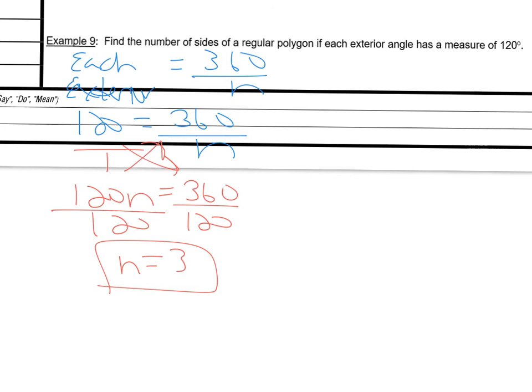Some of you might have noticed a shortcut. All you had to do was just do 360 divided by 120 is 3. And then you didn't even have to cross multiply if you noticed that shortcut.